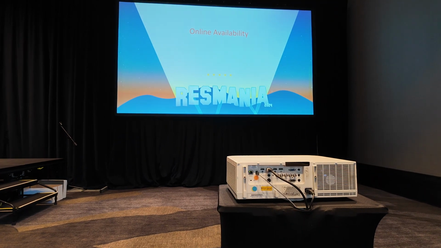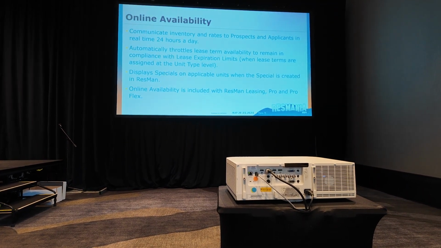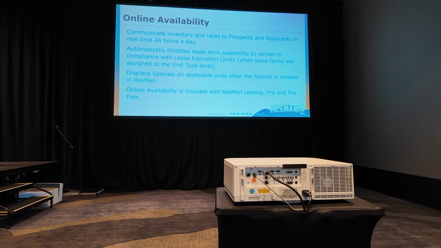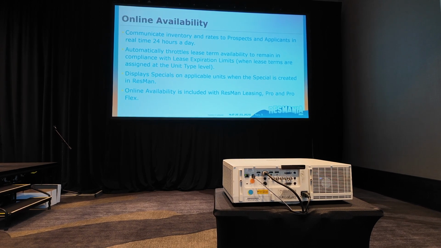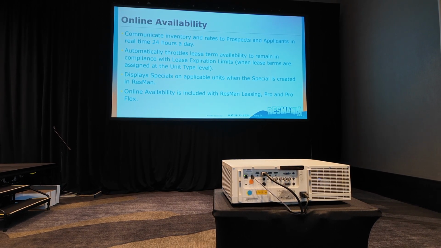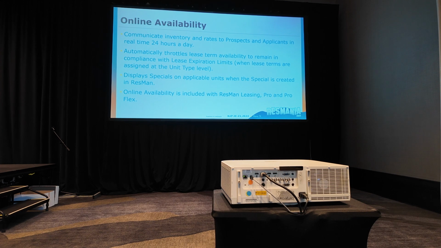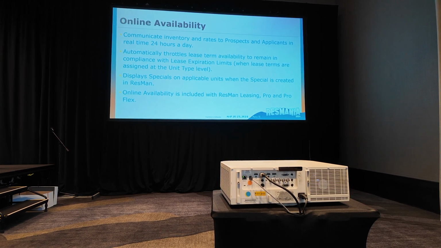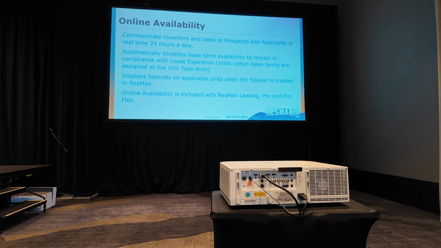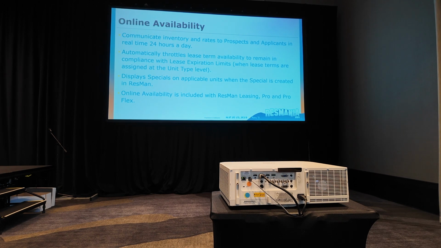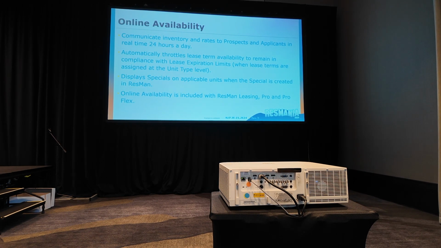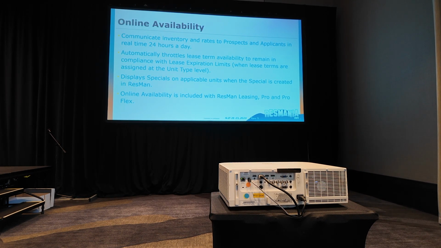All right, so on our online availability, a couple of reasons we might want to use that. It allows us to communicate inventory and rates to our prospects and applicants in real time, 24 hours a day, right? It automatically throttles our lease term availability to remain in compliance with our lease expiration limits when we set up those lease terms at the unit type level.